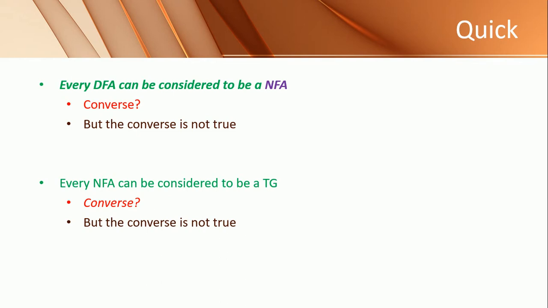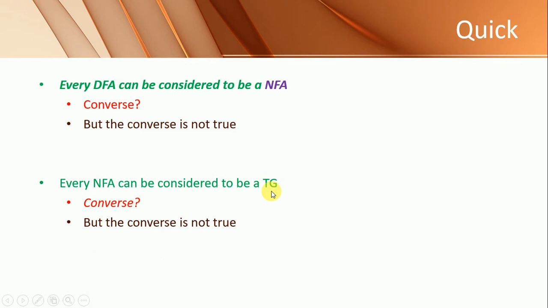Now, a quick question and answer. Every DFA can be constructed to be an NFA. This is a rule. A DFA is the specialized form of NFA, but the converse is not true. An NFA is not a DFA, because in an NFA you can take an empty transition, but in a DFA you cannot take an empty transition, and so on. Every NFA can be constructed to a TG.